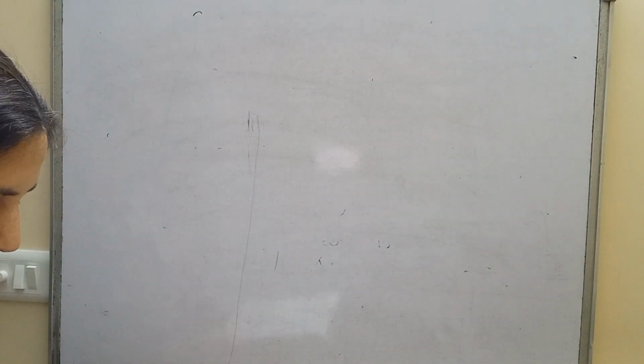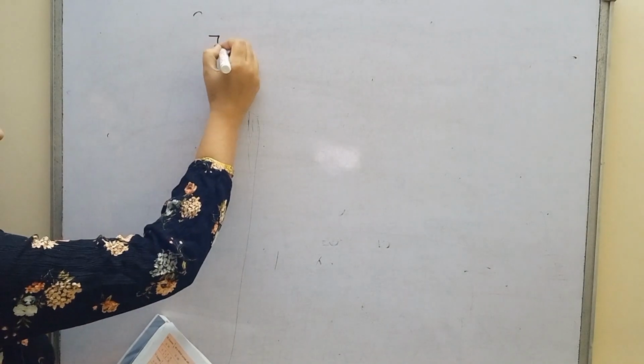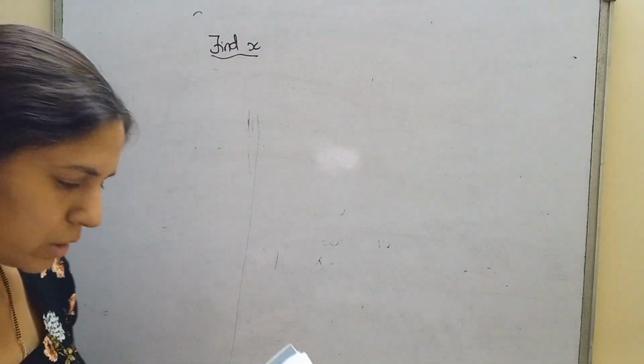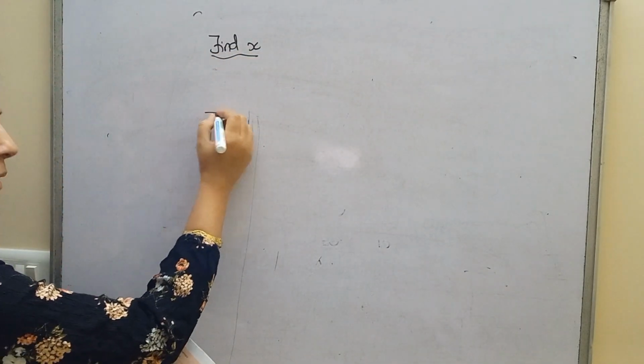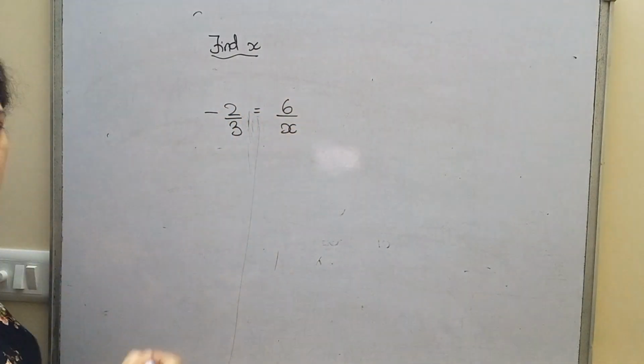Next question is, find x. Find x means what? Find x means find the value of x, okay? Don't waste time searching for x. Minus 2 upon 3 is equal to 6 upon x.